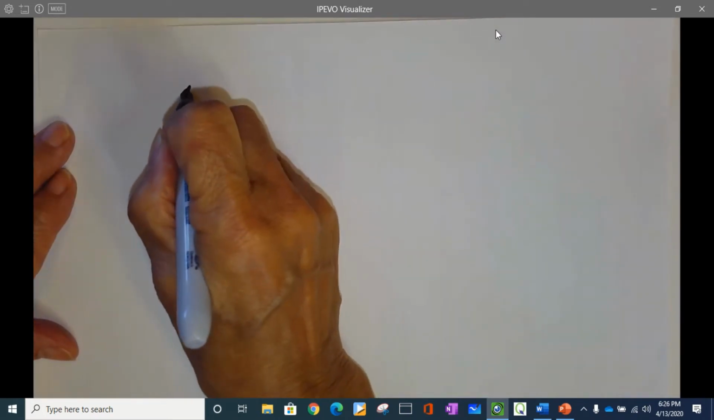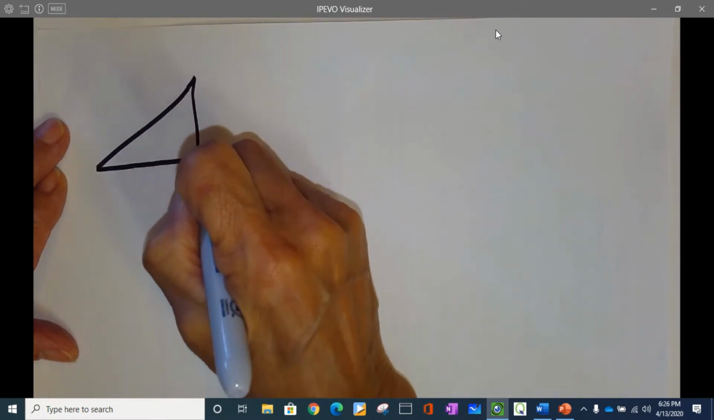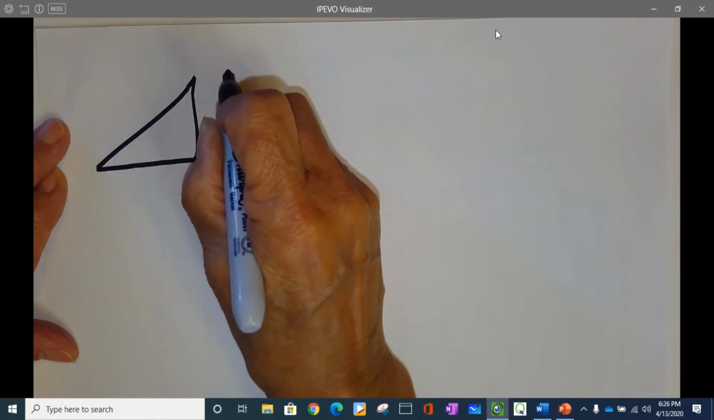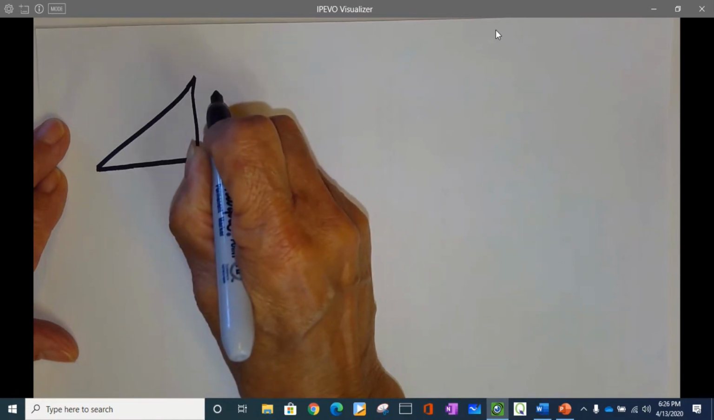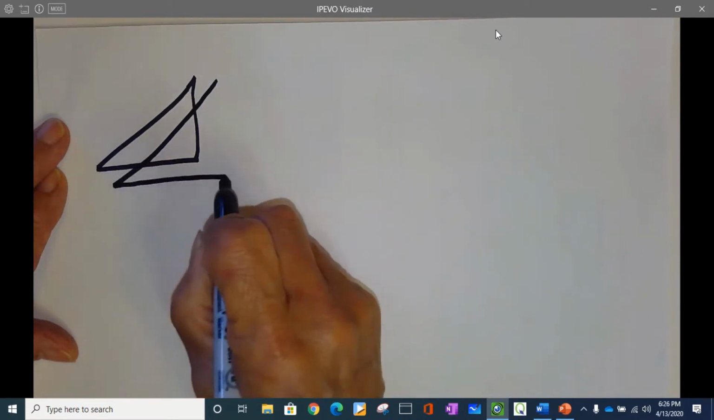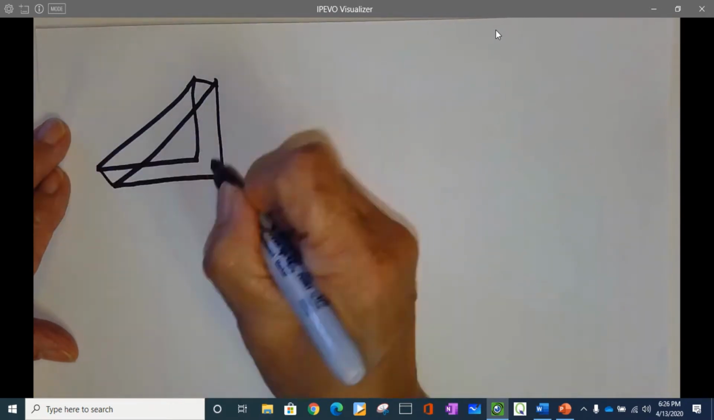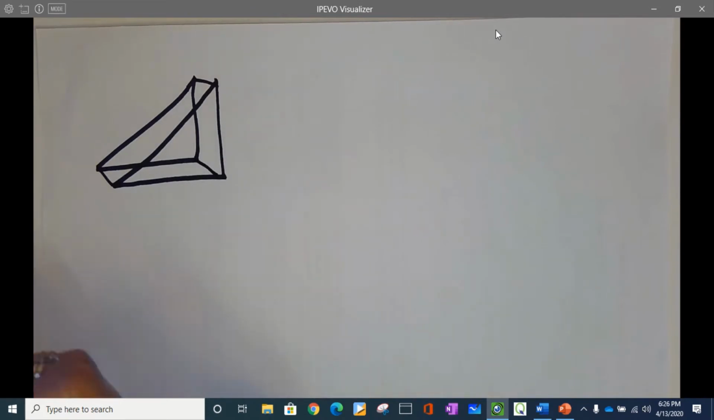Okay, students, now we're going to go ahead and do volume. This is from lesson 2, volume of a triangular prism. Volume of a triangular prism. I'm going to go ahead and try to make my own little triangle here. I'll do the best I can here. There we go. That's going to do it.